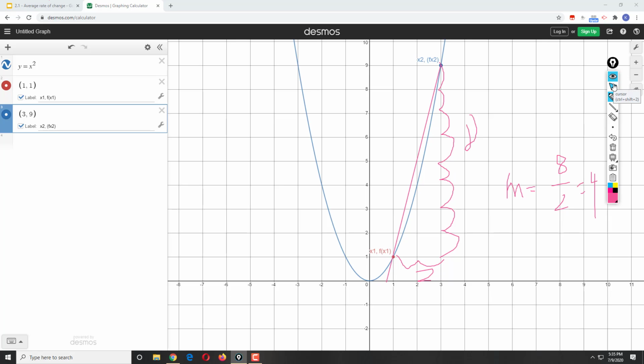What we can say then is that the average rate of change of our graph y equals x squared from x equals 1 to x equals 3 is just 4.